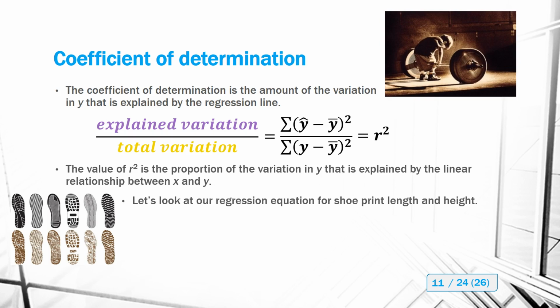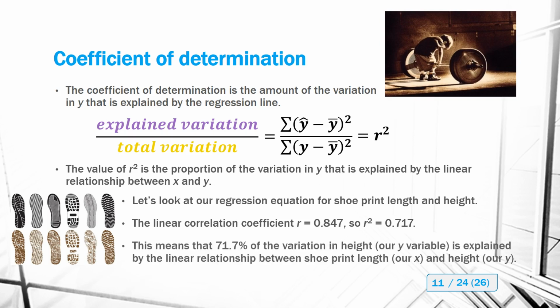Let's look again at our regression equation for shoe print length and height. So our linear correlation coefficient R is 0.847. That means R squared is 0.847 squared, which comes out to be 0.717. This means that 71.7% of the variation in our y variable, which is height, is explained by the linear relationship between shoe print length, which is our x variable, and height, which is our y variable.